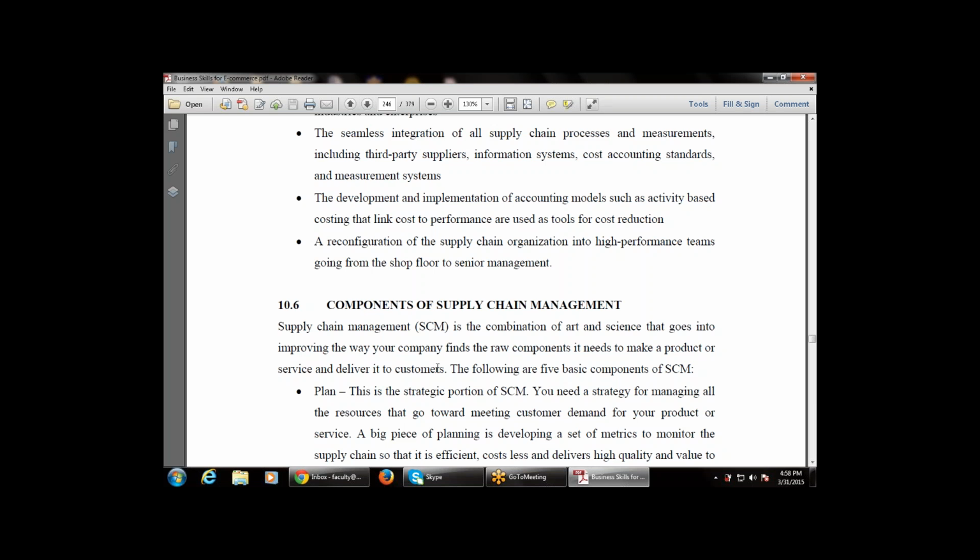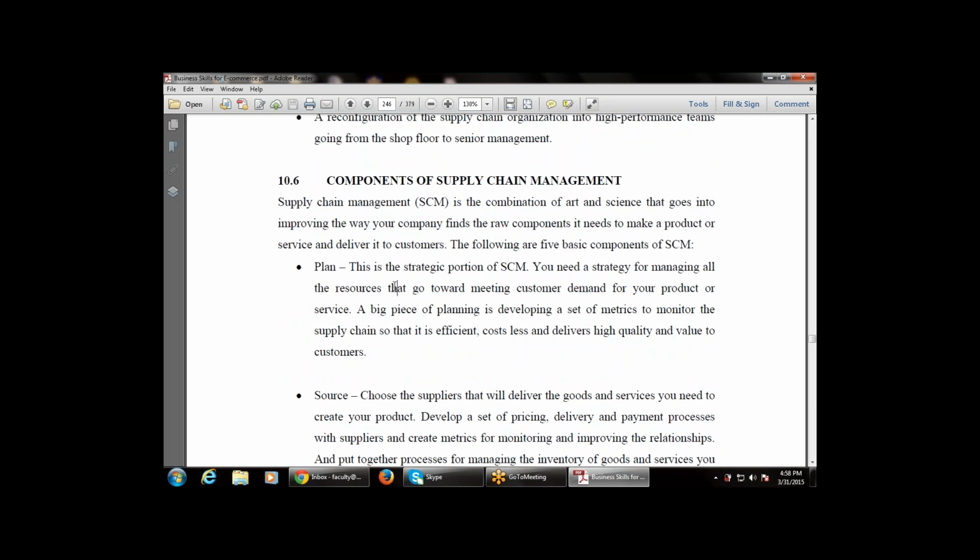The following are the 5 basic components of SCM. 5 basic components means 5 parts of the SCM. First is plan. So that is the first part. First of all, what is the plan? This is the strategic portion of the SCM. That is, this is the first portion of the SCM.